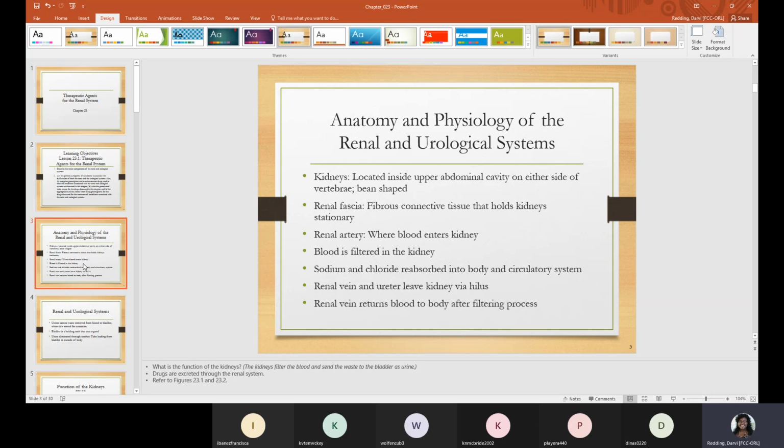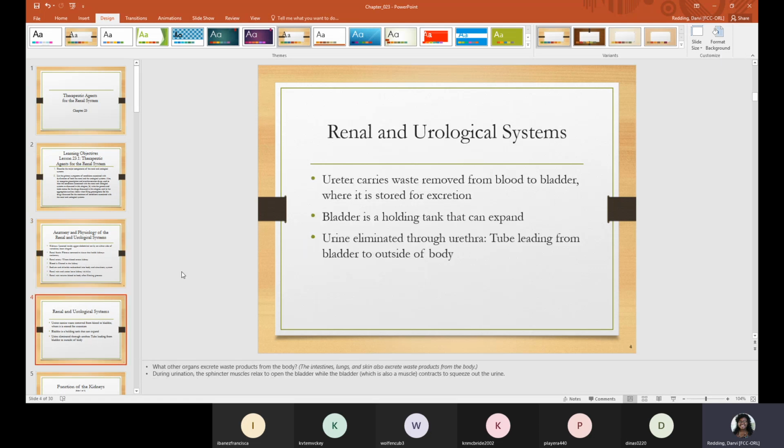For more of a demonstration of what the renal system looks like, you can refer to figures 23.1 as well as 23.2. So now that we've learned a little bit about the anatomy and physiology of the renal and urological system, let's continue learning more about it.